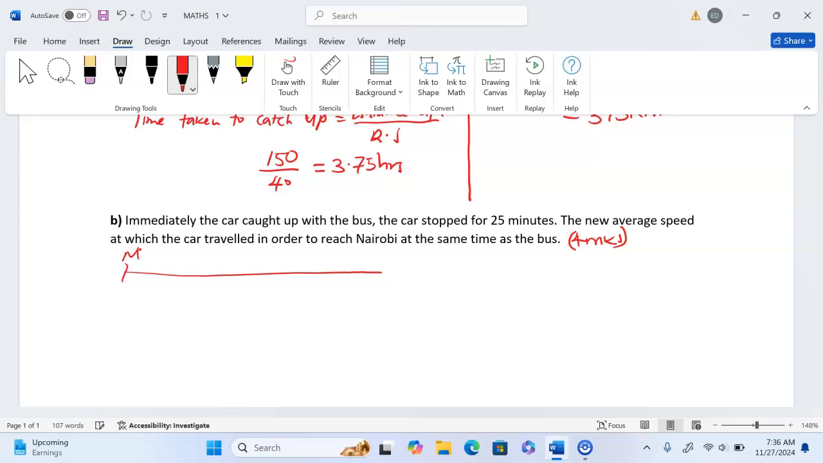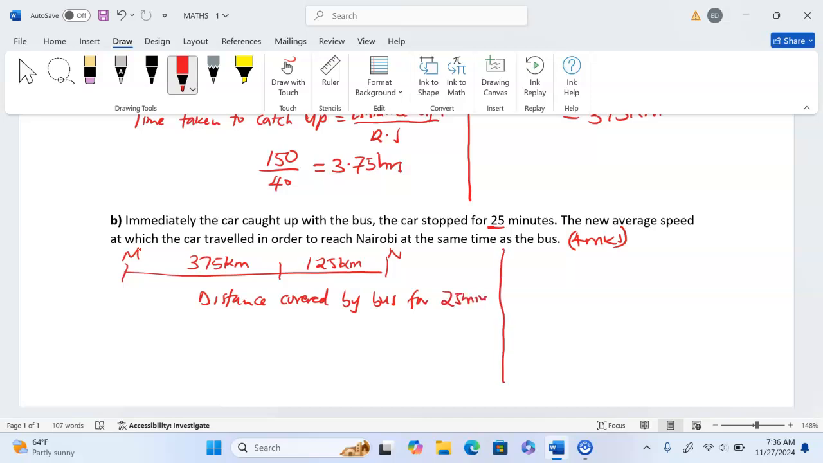This is Mombasa and this is Nairobi. Already, the total distance covered by the time the car is catching up with the bus is 375 kilometers, meaning the distance remaining to be covered is 125 kilometers. But we have been told immediately the car caught up with the bus, it stopped for 25 minutes. So we need to calculate the distance covered by the bus for 25 minutes.